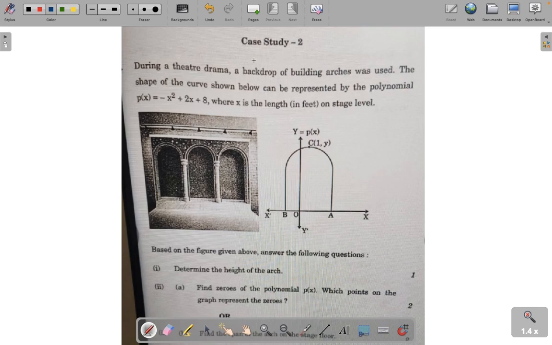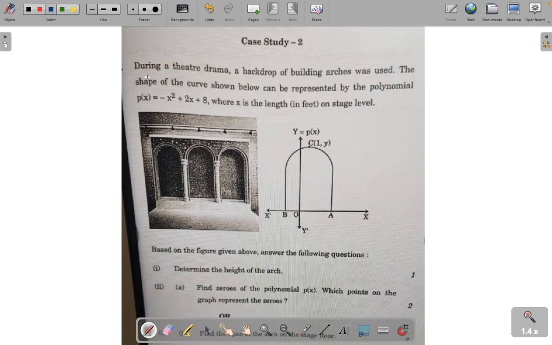This is a case study question. Case study questions are nothing but questions from the same topic, but the wording may be different. You won't be given a direct question. You'll be given indirect cues, and based on that, you have to answer the given questions.